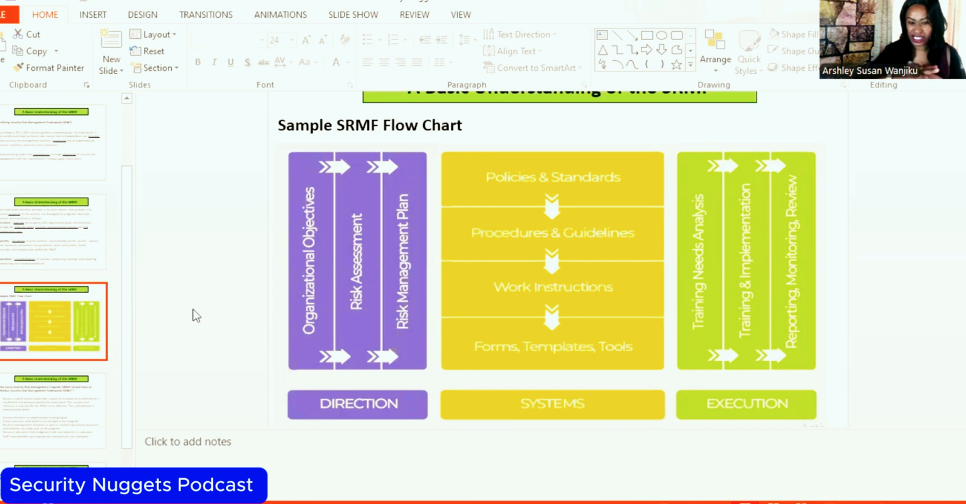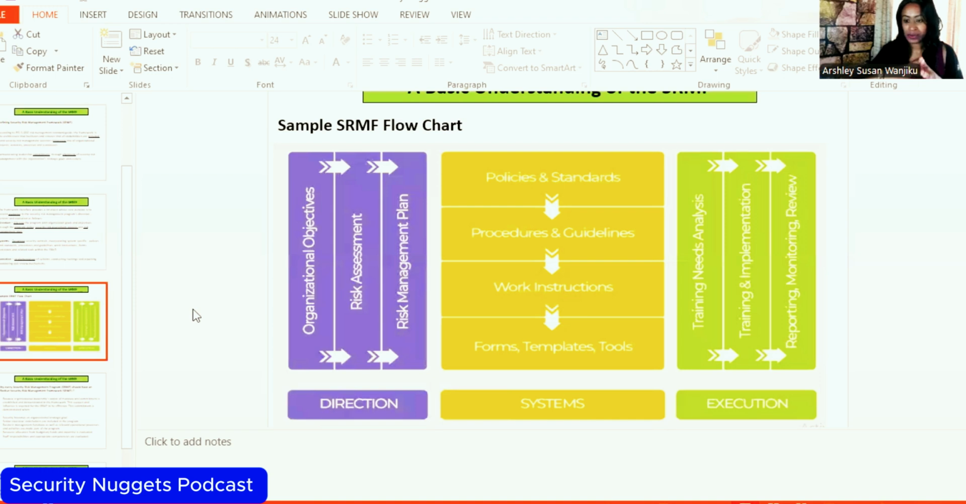Under direction, you can see we have the organizational objectives, and that is why the program policy falls under, as well as the risk assessment process. And after the risk assessment process, we have the risk management plan, okay? Because we are able to formulate the risk management plan after the risk assessment process, all right? And then after the direction now, we go to the systems, okay? Systems that are going to be proposed under the risk management plan, okay?